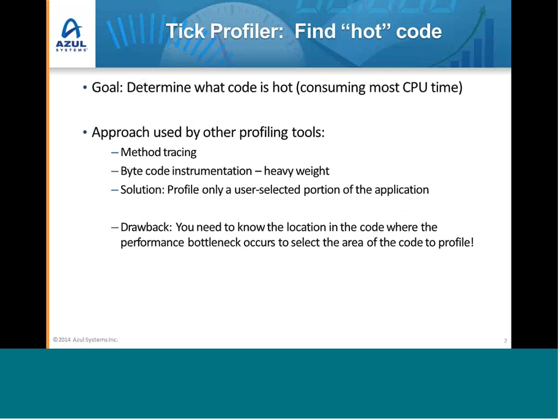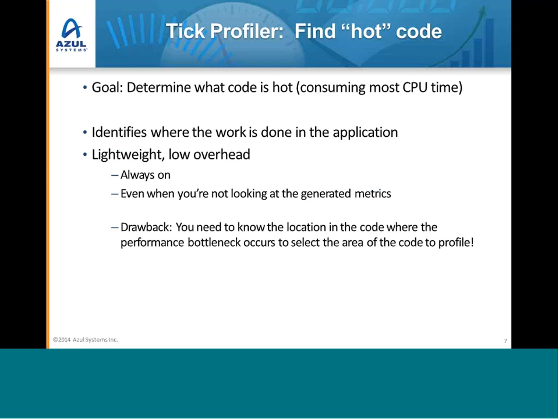For the tick profiler, the goal really is to find hot methods, those methods that are consuming the most CPU time. Approaches used by other profiling tools include method tracing or bytecode instrumentation. The process of trying to figure out where the problem is in the application, or where the high CPU consumers are, is frequently an ongoing process where you selectively try to isolate those portions of the application that are having problems. The drawback is that you really need to know, or at least have some idea, where in the application the performance bottleneck occurs.